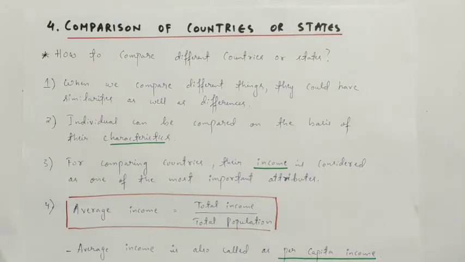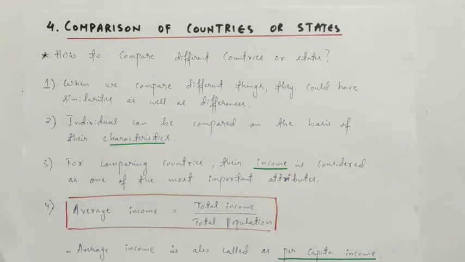Similarly, just as characteristics are important for individuals like students, for the comparison of countries, their income is considered to be one of the most important attributes. Now, what is the income of the country? Income of the country is the income of all the residents of the country, which means it is the income of the entire population. This gives us the total income of the country.